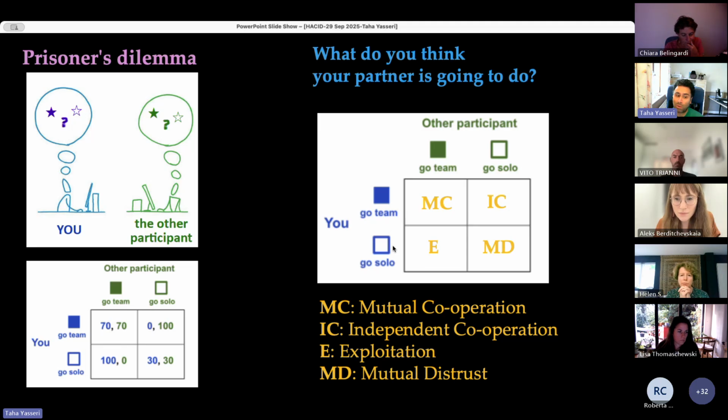Whereas sometimes we go solo because we think the other person is going to go solo too. We don't want to be that loser. In that case, it's not a matter of exploitation, it's mutual distrust. The interesting parts are really when someone goes solo. Why would someone think, I want to be selfish and free ride? It's either because they want to exploit the other person whom they trust, or they distrust the other person and don't want to be exploited. This is what we can measure, and this would be a new contribution.